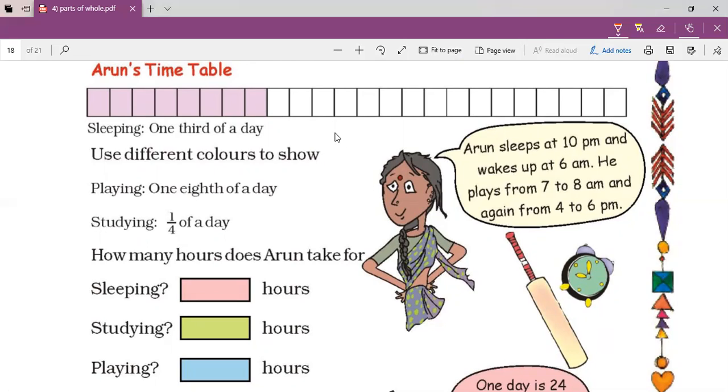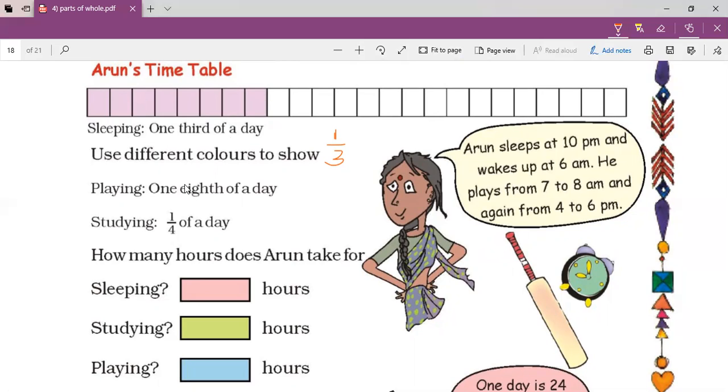So how do we write 1/3? 1 by 3. Yes, this is the way we write 1/3. To find the proper hours, they have given a bar over here. First they have given sleeping, 1/3 of a day, which means they have colored the sleeping bar. If you count the total parts of this bar, there are 24 parts. This bar is divided into 24 parts, and 1/3 of a day they have already colored in purple color.